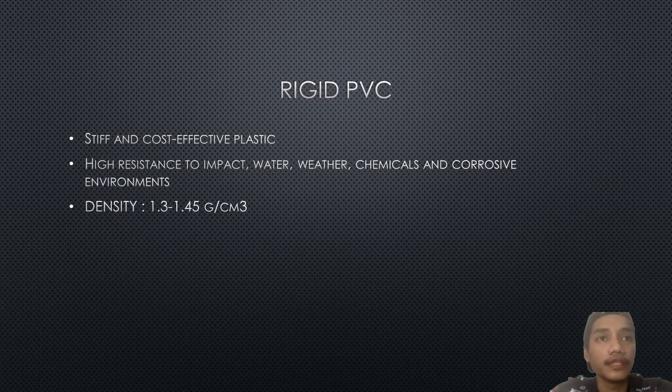Next is about rigid PVC. Rigid PVC is a stiff and cost-effective plastic. Next, it has high resistance to impact, water, weather, chemicals, and corrosive environments. And the density of rigid PVC is 1.3 to 1.45 g/cm3.